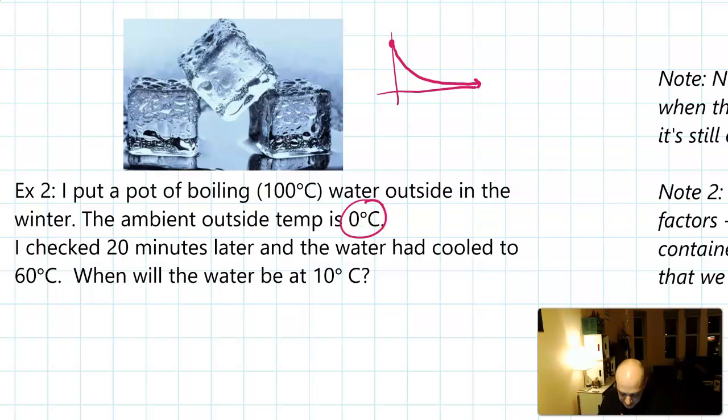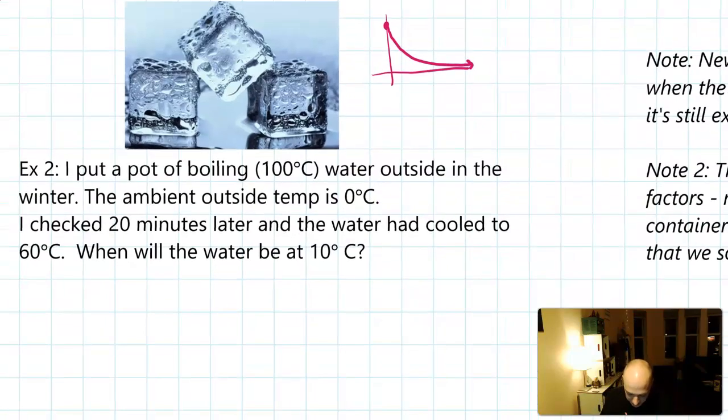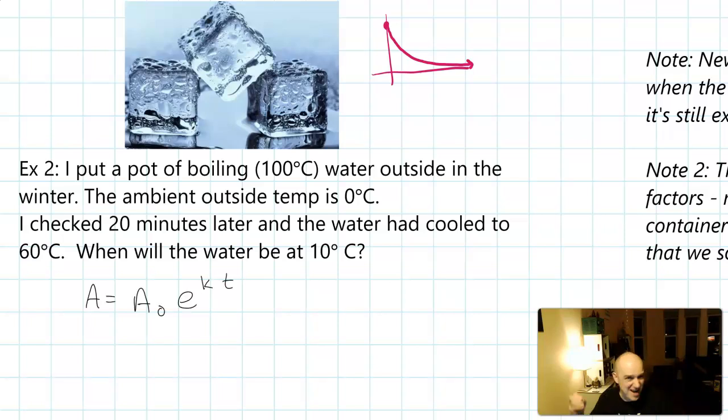We can basically use our old exponential model, but this time instead of growth, it's going to be decay. So let's work this up. This is kind of a weird problem because the amount is not the amount of water, it's actually the temperature of the water, or the two temperatures. So our initial amount is the 100 degrees. That's the initial amount. And 20 minutes later, the amount was 60 degrees.